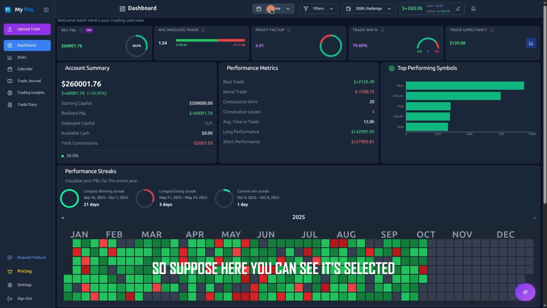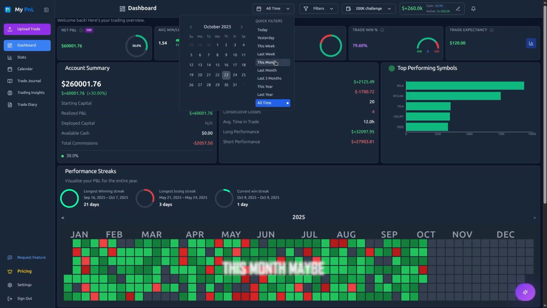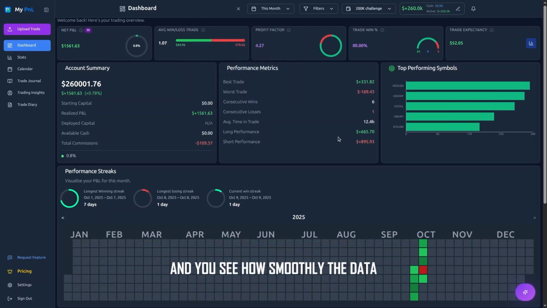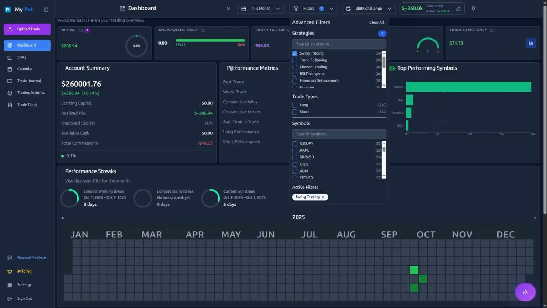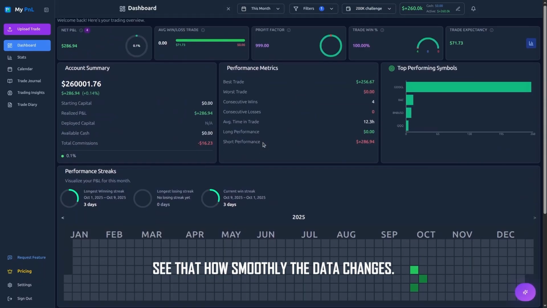So suppose here you can see it's selected for all time. I'll just select it for this month maybe. And you see how smoothly the data changed. And I can even filter the type of trading that I want to see. Suppose I click on swing trade. You see how smoothly the data changes. This is how you can filter your trades.